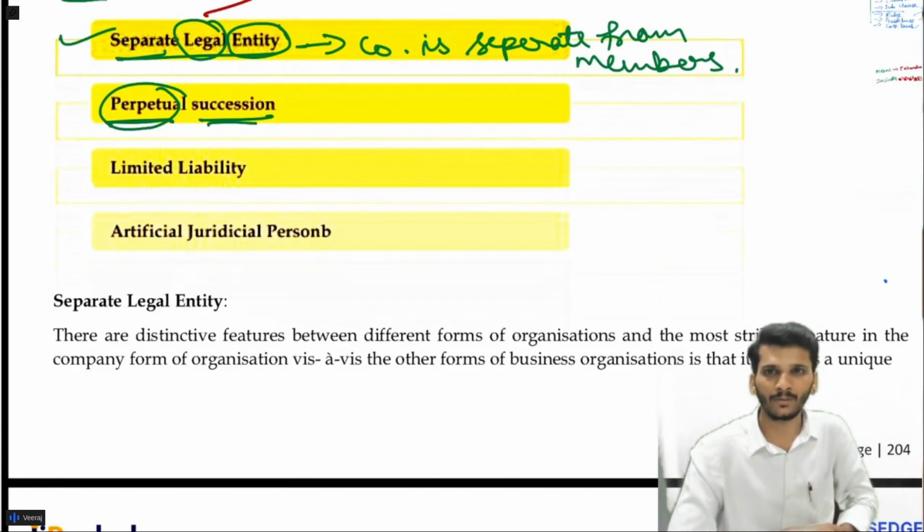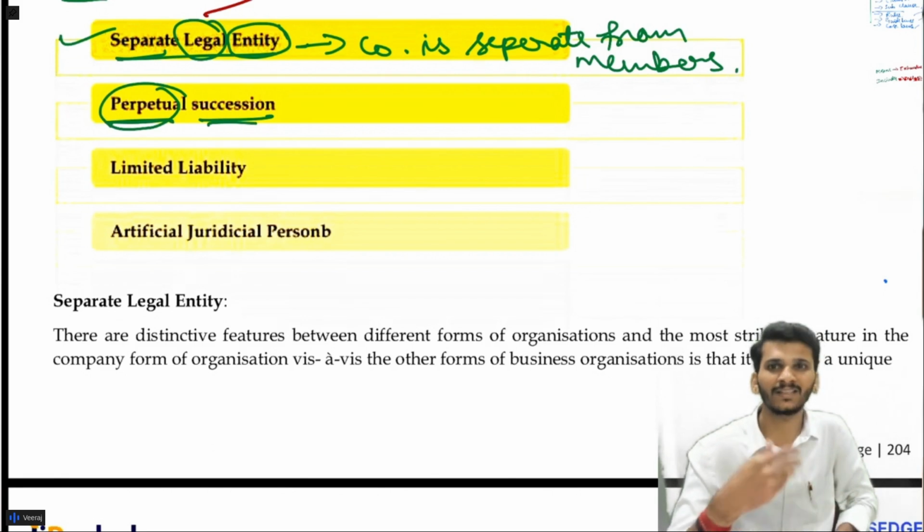The word perpetual succession denotes that members may come and go, members may appoint, members may retire, members may die. It doesn't affect the existence of the company. That is why we are using the word perpetual succession. Members may come and go, but company goes forever. Sir, then who will run the company?